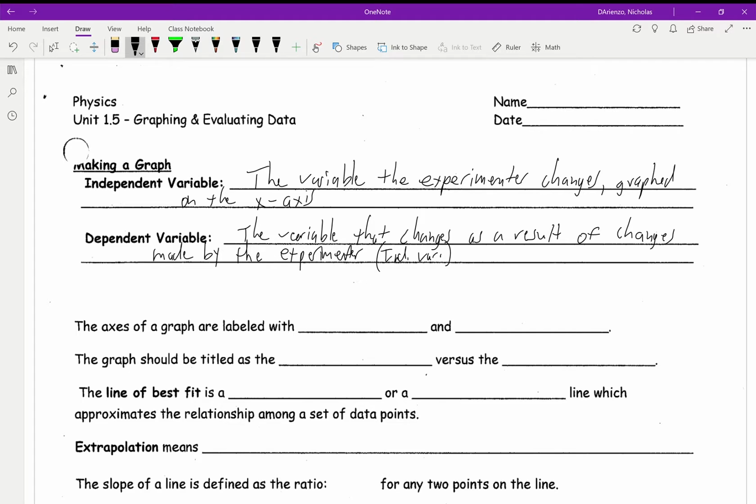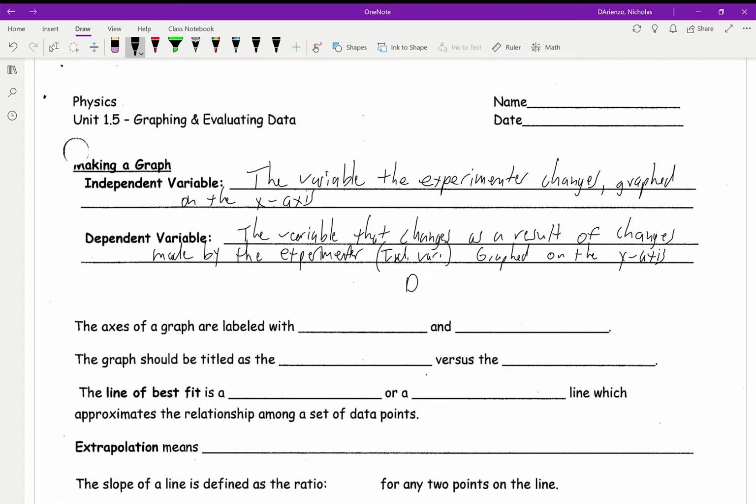There could be other circumstances or criteria that are changed, whether directly or indirectly, depending on the experiments, that could affect the dependent variable. Oftentimes those are considered error because we only want to change one variable, the independent variable, in any experiment. And the dependent variable gets graphed on the y-axis.